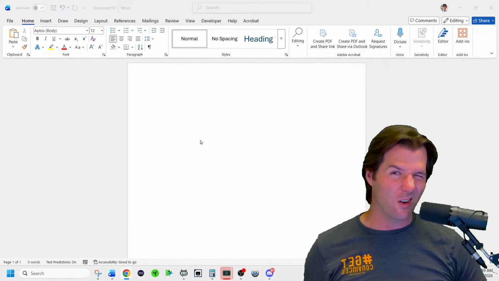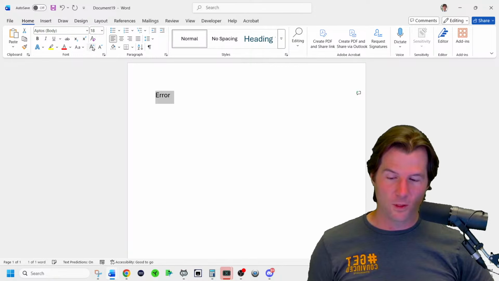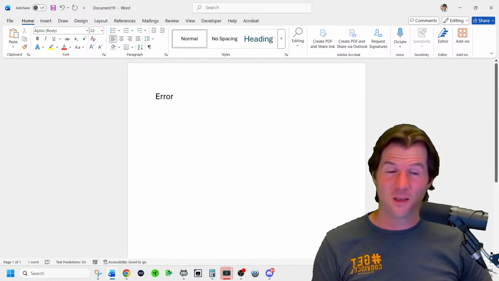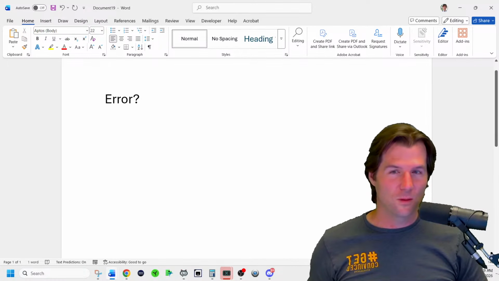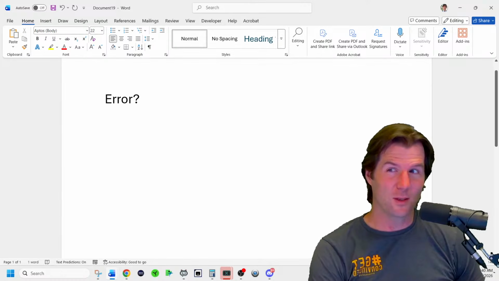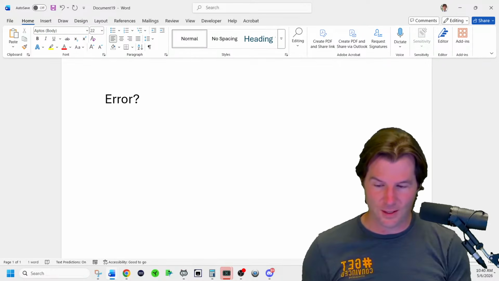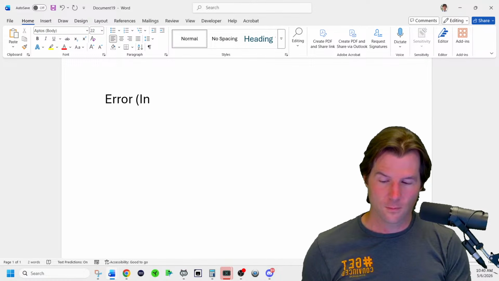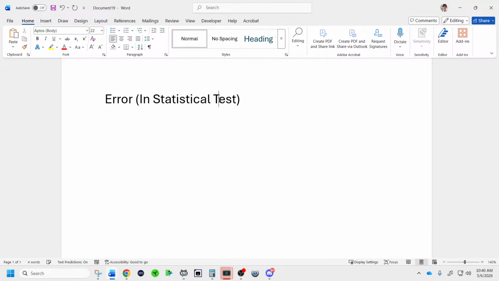So what is an error? Can anyone explain to me what is an error when we do a test? Like, why would someone make an error? People have asked me that. Like, well, why would you make these? So what is an error? Why would you make an error? What's an error in a statistical test? What is an error in a statistical test?